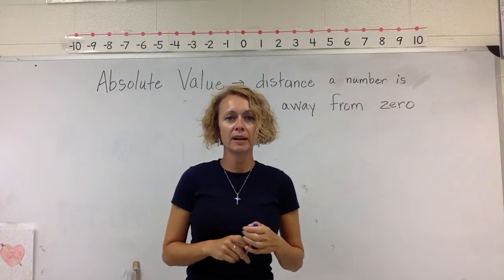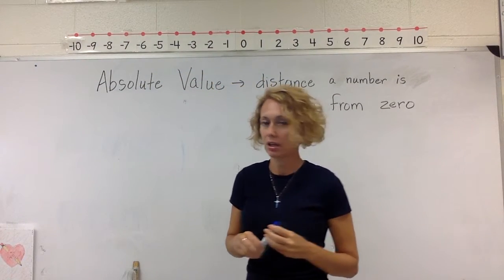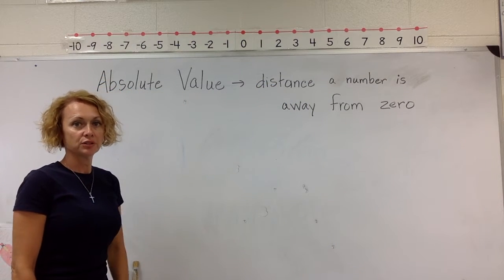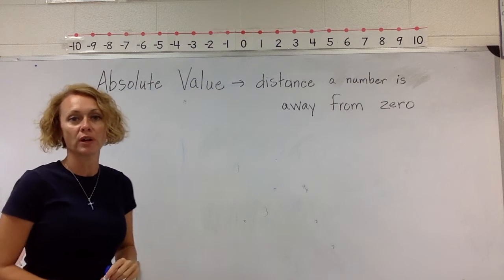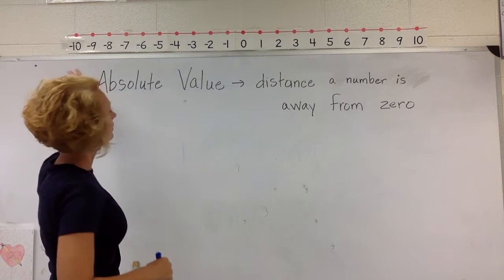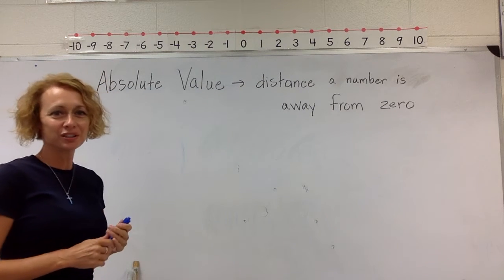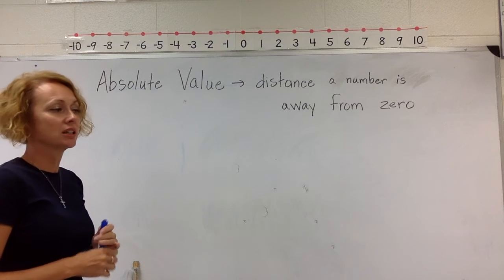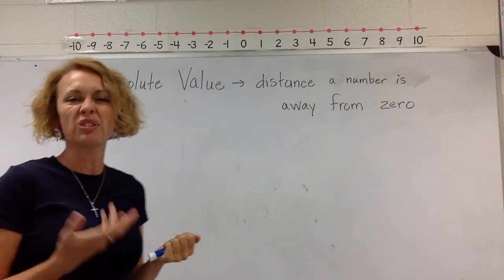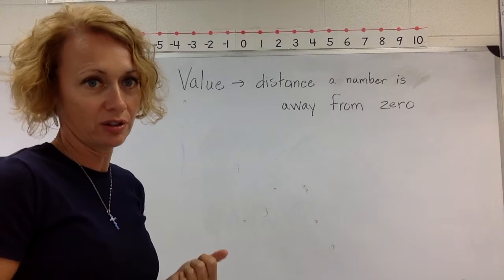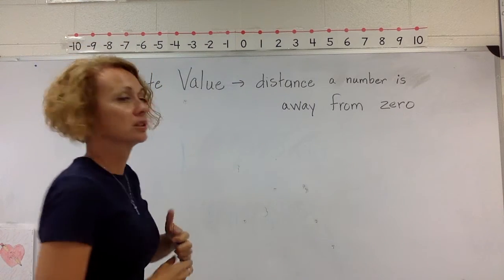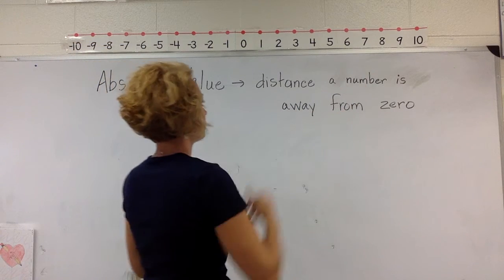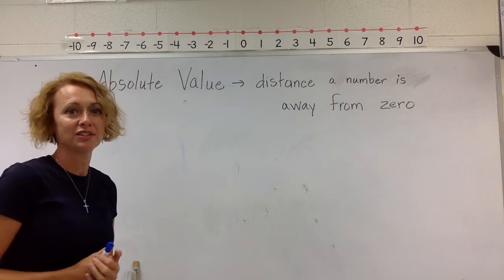Hey, let's talk about the definition of absolute value. Absolute value is the distance a number is away from zero. So I have a number line given to you here. I call it my integer number line because it goes from negative 10 up to positive 10 for integer values. But of course, integers go on forever in the positive direction and also the negative direction, and that's called infinity. Positive infinity to the right, negative infinity to the left.